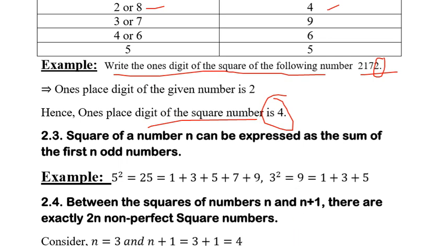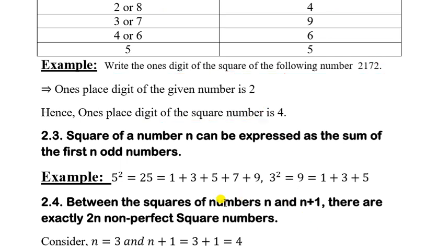Remember this. Now I am going to explain the third property. That is, the square of a number n can be expressed as the sum of the first n odd numbers. It will be easy. We'll explain with an example. First I am going to choose 5 square. You know 5 square is 25, and before 25 we can identify that 1 is an odd number, 3 is an odd number, 5 is also an odd number. Before 25, how many odd numbers? Only 5 odd numbers. Why 5 odd numbers?